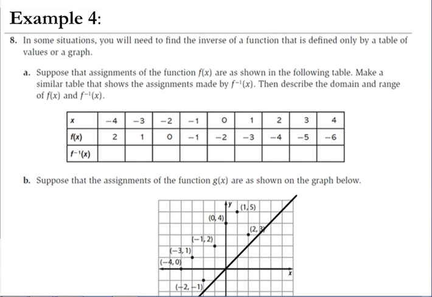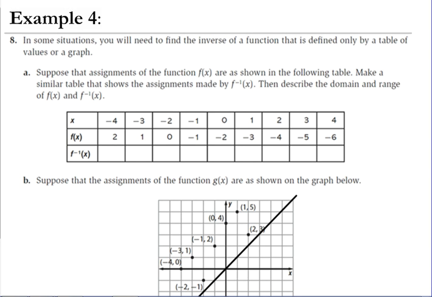Let's look at example 4. Sometimes they will ask us questions about the inverse and they don't give us a function rule. They don't give us a quadratic, or an exponential, or a logarithm, or a linear function. They don't give us the rules, so we can't switch x and y to find the inverse. Sometimes they might just give us a table. So let's look at what they've given us here in example A. It says, suppose that assignments for the function f of x are as shown in the following table. Make a similar table that shows the assignments made by f inverse of x. Then describe the domain and range of the function and the inverse.